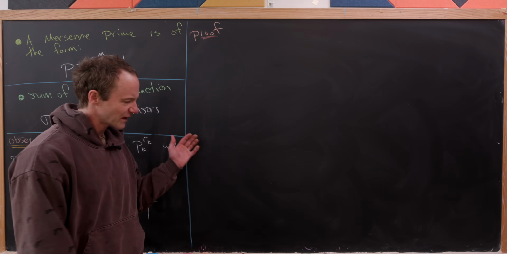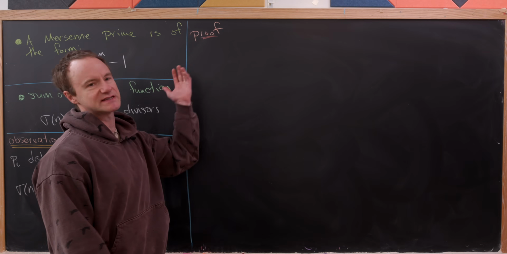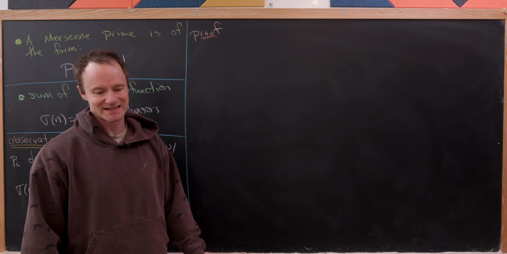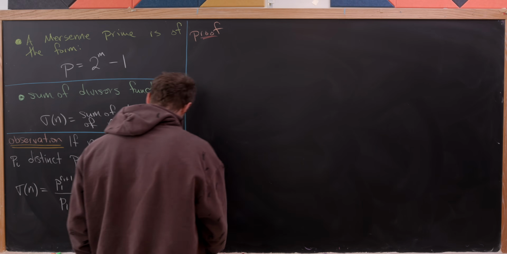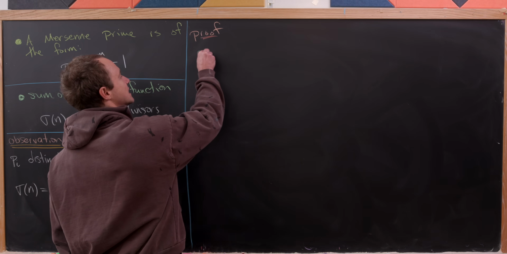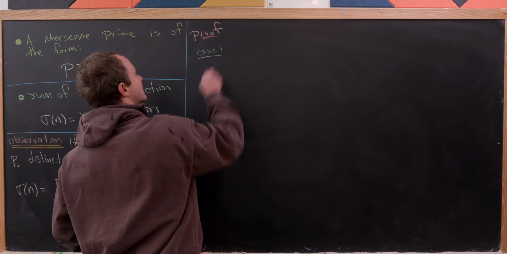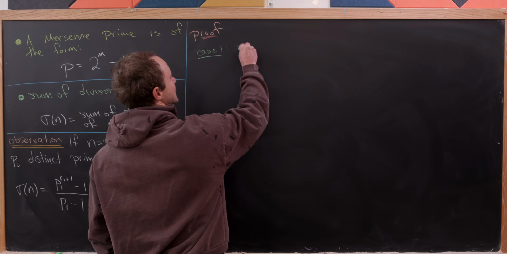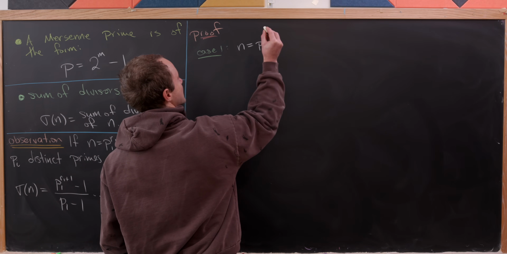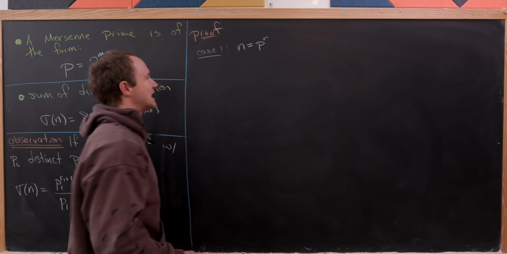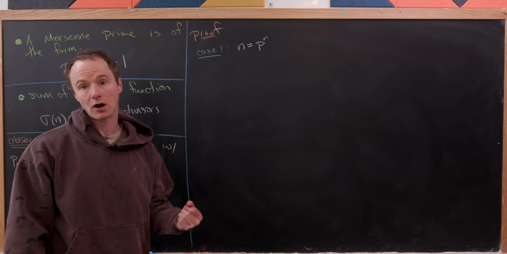Like I said, I'm really going to do a sketch of a proof here. So here I say I have proof, but this is really just a sketch of a proof. I'm going to sketch this proof in two cases. My first case will be the case where n is simply the power of a prime. So let's say that n is equal to p to the r.